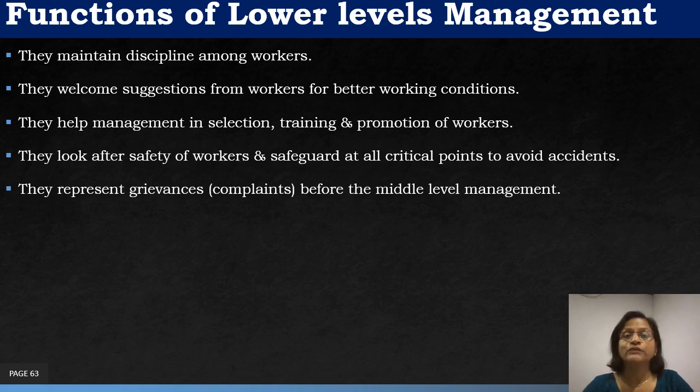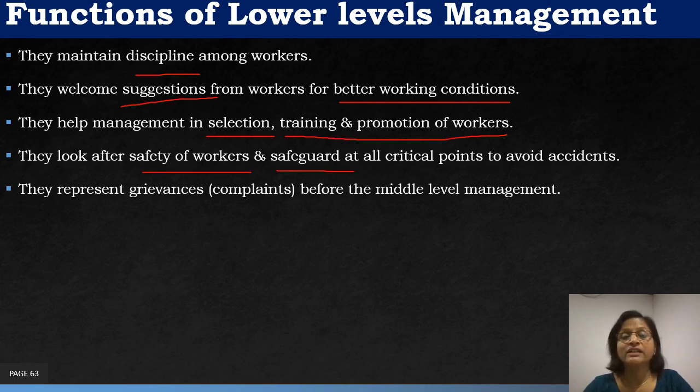What are the functions of lower level management? They maintain discipline among the workers. It is very important that discipline is maintained. They welcome suggestions from the workers for better working conditions. Depending upon the requirement, they help the management. Maybe middle level management is recruiting, and at that time they help with selection, training and promotion of the workers. They look after the safety of the workers and safeguard all critical points to avoid accidents.